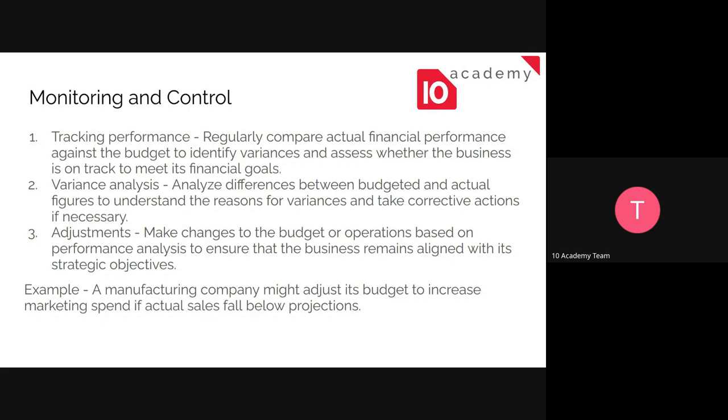So for instance, a manufacturing company might adjust its budget to increase the marketing expenditure if the sales are below projection. They may have budgeted, let's say, one million for marketing, but if sales are not going as smoothly as they thought, they might need to allocate more budget to the marketing side and try to get more customers to buy their products.